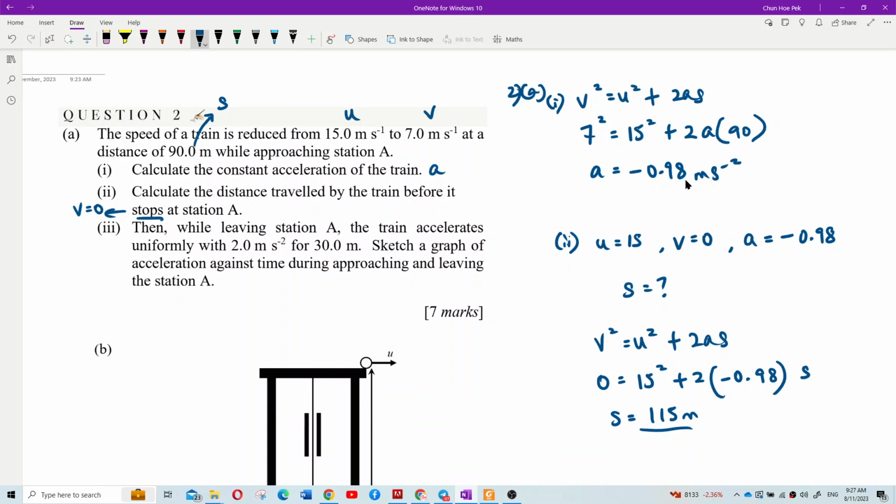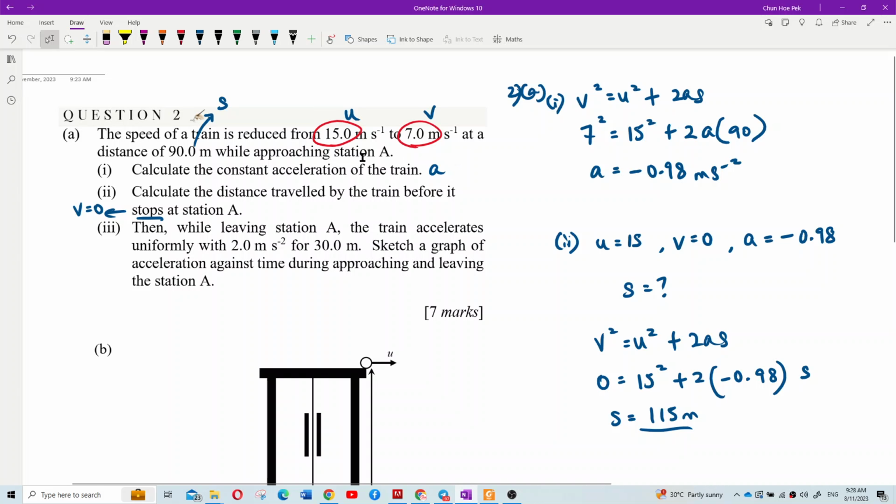Okay, because I start from this one. If you start from 7, then the answer will be 20 meter. If you start from 15, then the answer will be 115. Okay, if you start from 7, then it's 20.